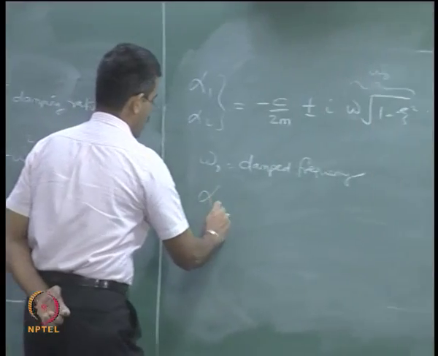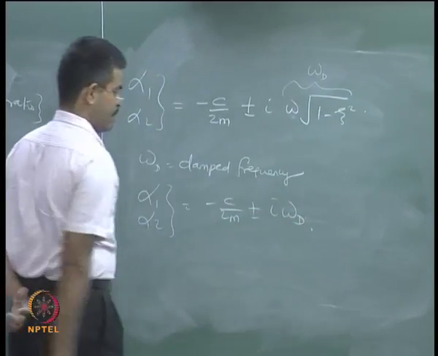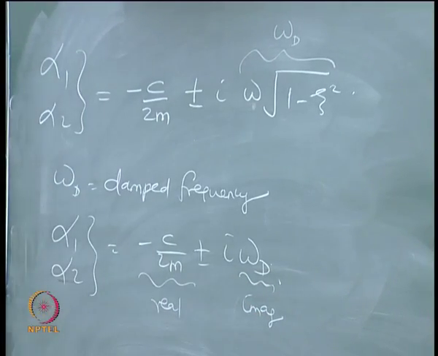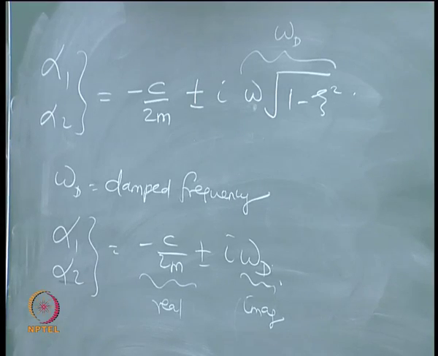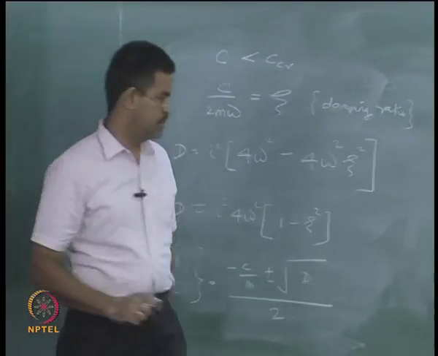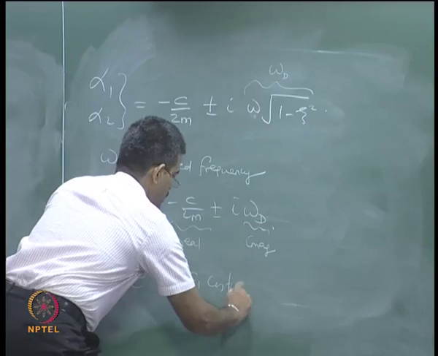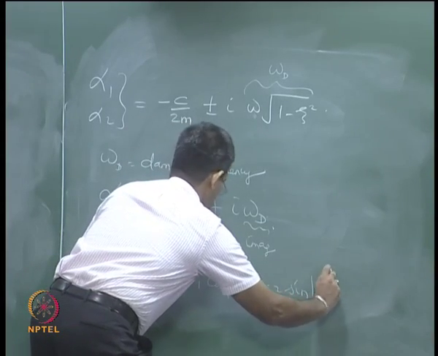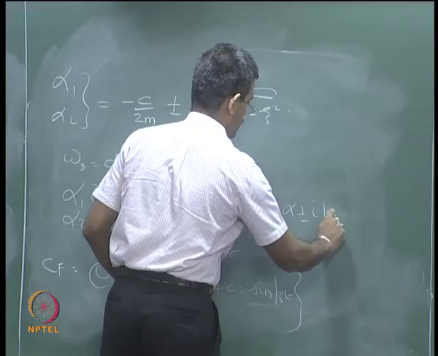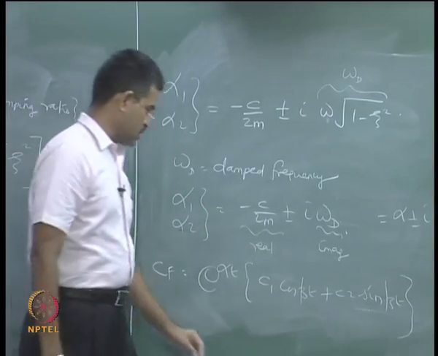So now I can say alpha 1, alpha 2, which are the roots, can be minus c by 2m plus or minus i omega d. So this is my real part, this is my imaginary part. Now I can write a complementary function for this second order differential equation as e to the power of alpha t (c1 cos beta t plus c2 sin beta t), where the roots are expressed as alpha plus or minus i beta. Alpha is the real part and beta is the imaginary part. Substitute back, write the equation x of t.